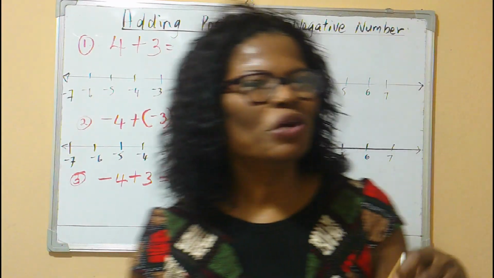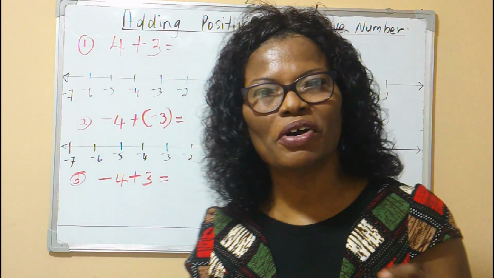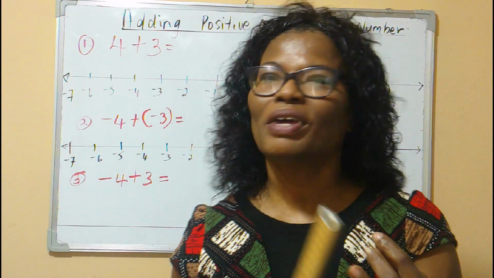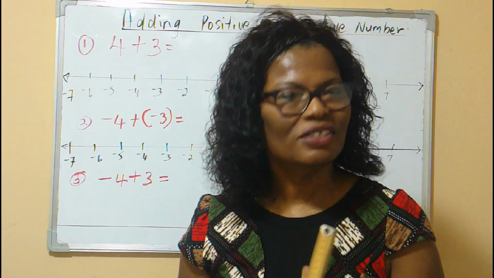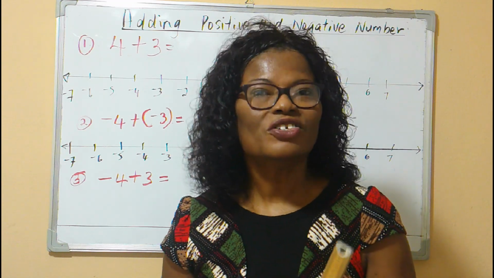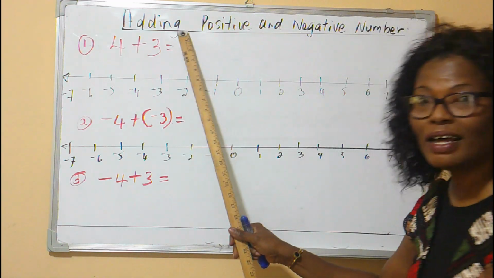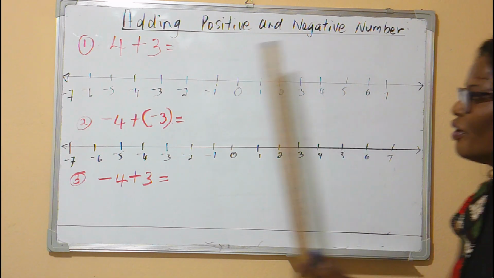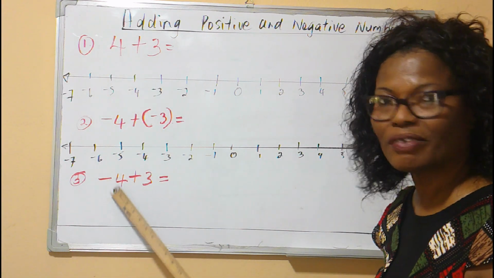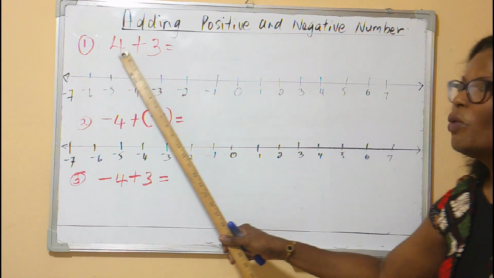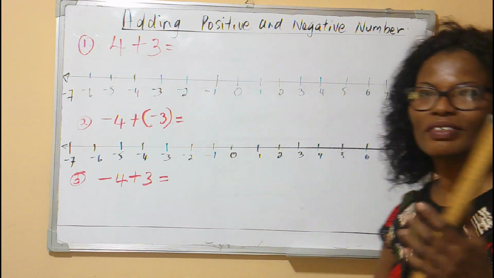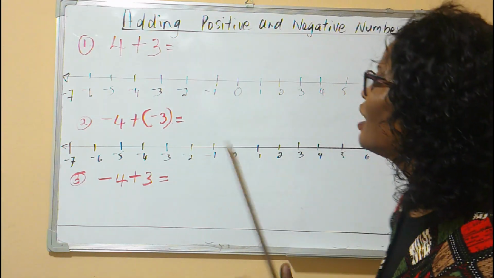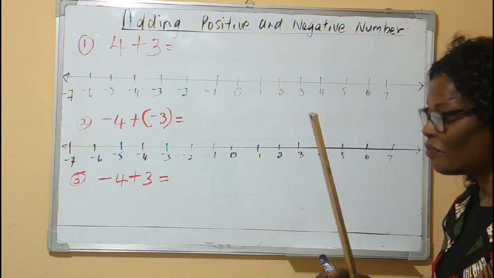So, what can we do with positive and negative numbers? We can add, we can subtract, we can multiply, and we can also divide positive and negative numbers. So let's now start with adding positive and negative numbers. Here are 3 questions that we're going to work together. First one, what is 4 plus 3? Do you know what is 4 plus 3? 7 is correct. Everybody knows that 4 plus 3 is equal to 7.